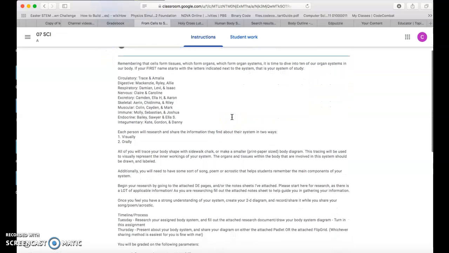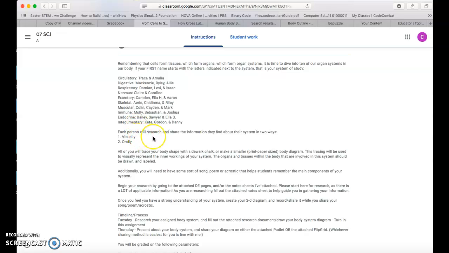But it says that you're going to be looking at this human body system that you've been assigned. I made it very clear right here at the beginning. So, Trace, you're doing the circulatory system. Kate, you're down here at the integumentary system. I know this didn't allow for choice, but I just didn't know the best way to go about it. So I just went ahead and assigned the systems to you.